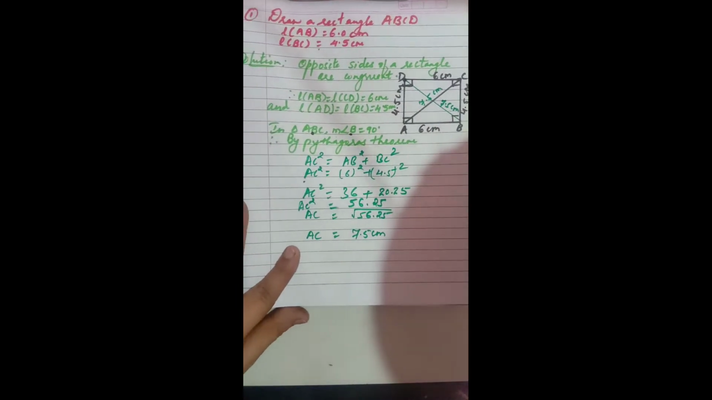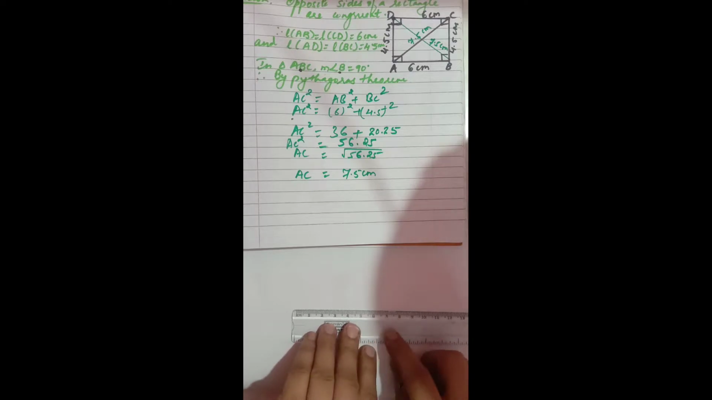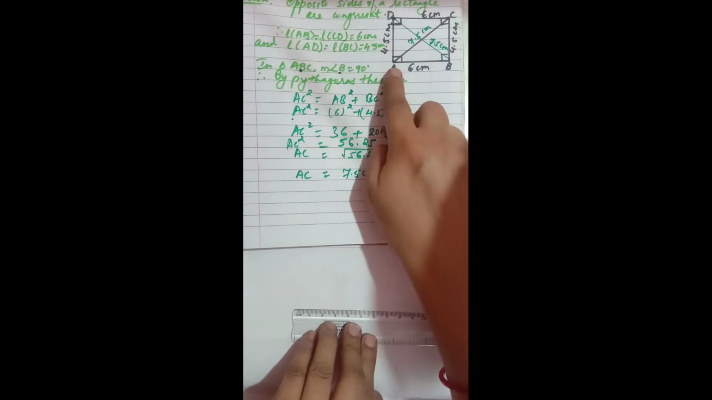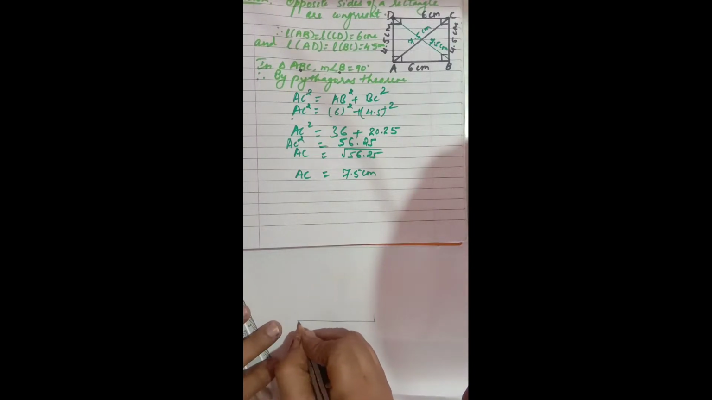Now after this, all you have to write, children, in your classwork notebook. Now we are going to construct this rectangle ABCD. First draw the base AB, which measures 6 centimeter.